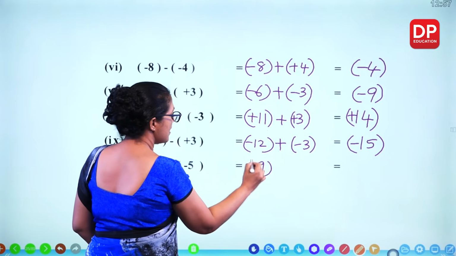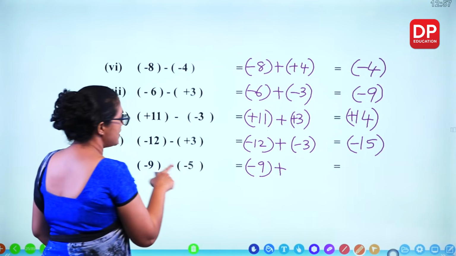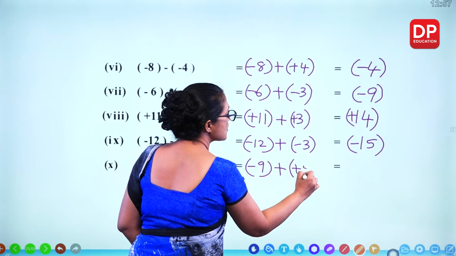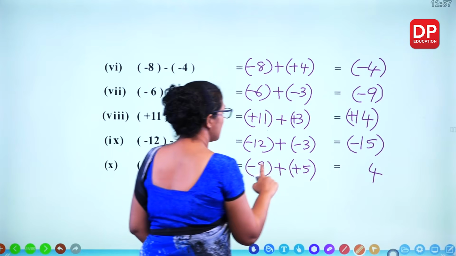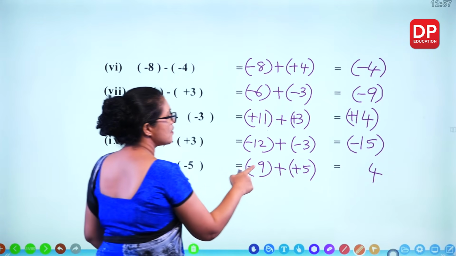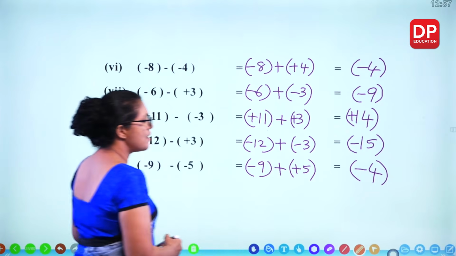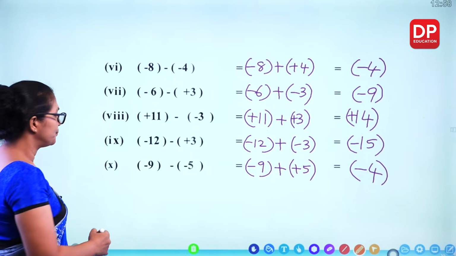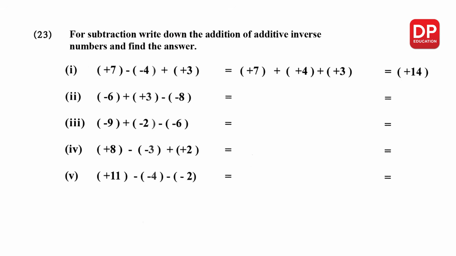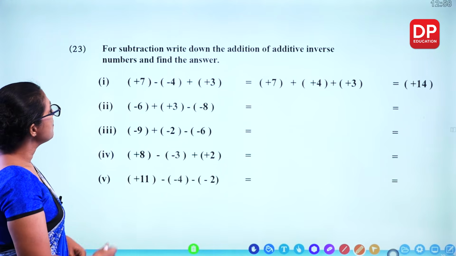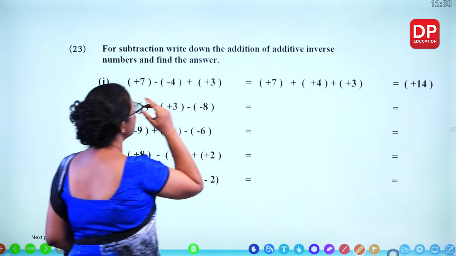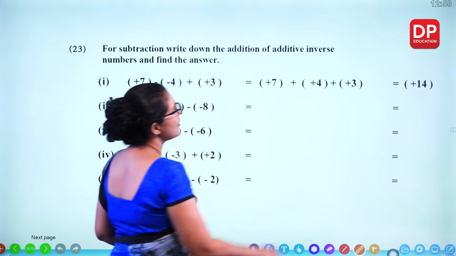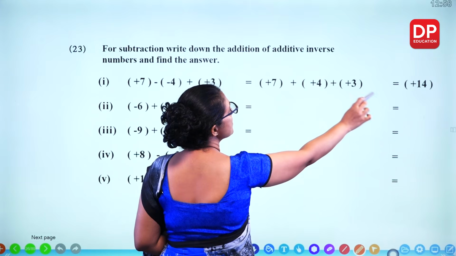Minus 9, adding of the additive inverse of minus 5. That's plus 5. So we take the difference, because one is positive and one is negative, and put the sign of the larger number. You get minus 4. For subtraction, write down the addition of additive inverse numbers and find the answer. So same thing. I can write minus as the plus of the additive inverse. So you get 11 plus 3, 14.